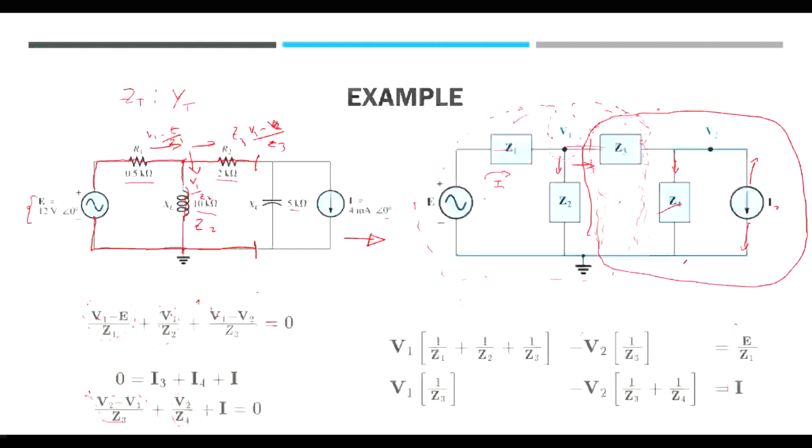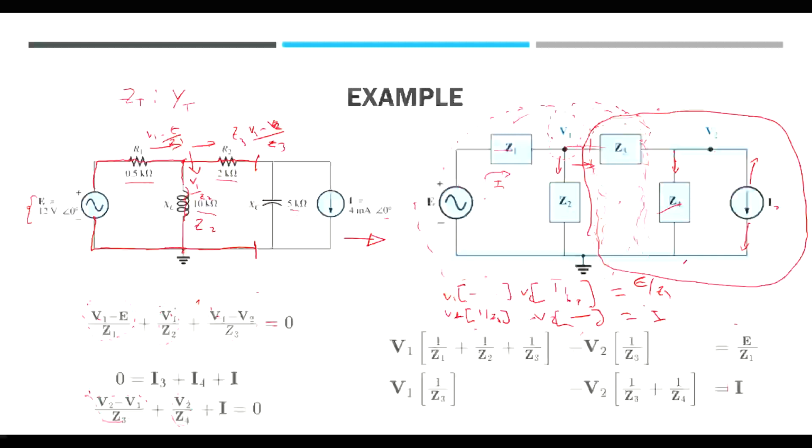So at the end, we're going to get two equations, two unknowns, V1 and V2. V1 multiplied by all this thing, and V1 multiplied by 1 over Z3, and V2 multiplied by 1 over Z3, and V2 multiplied by all that part. This is equal to E over Z1 and equal to I.